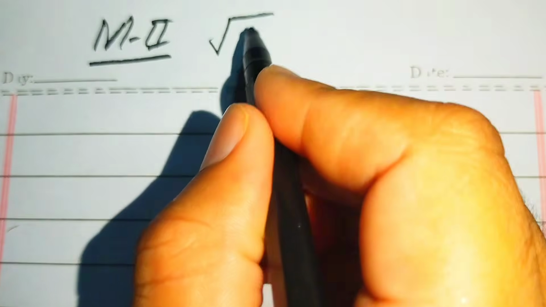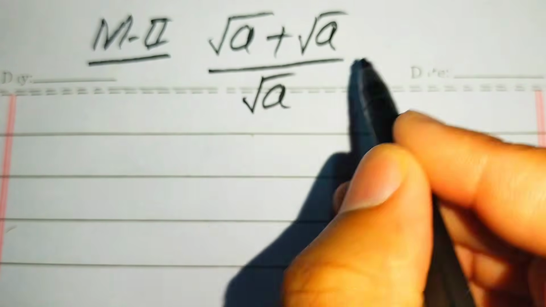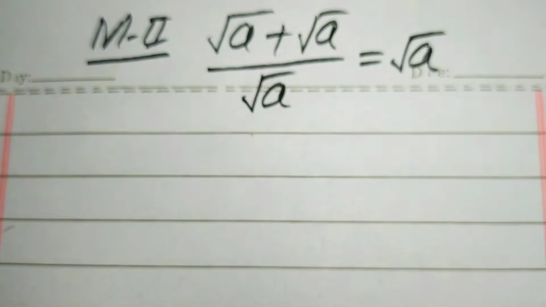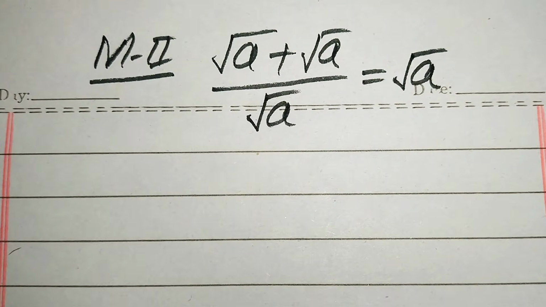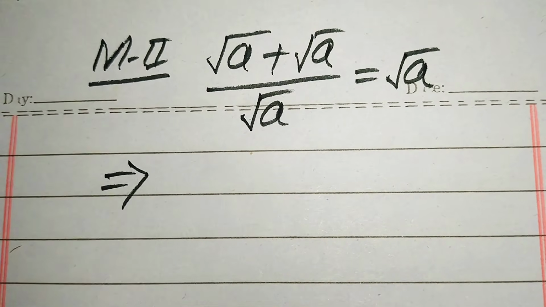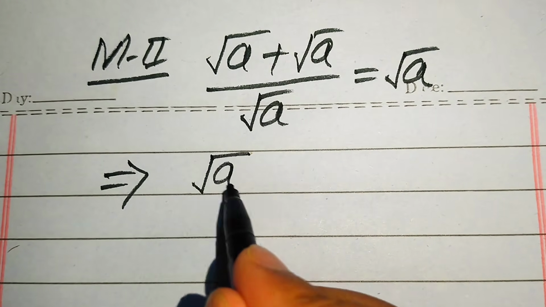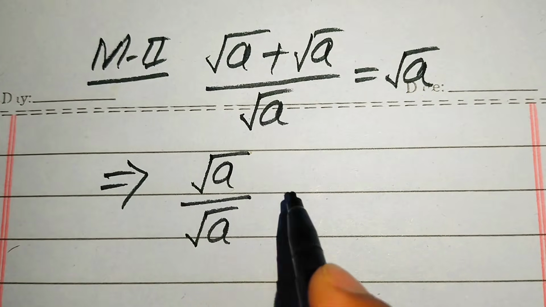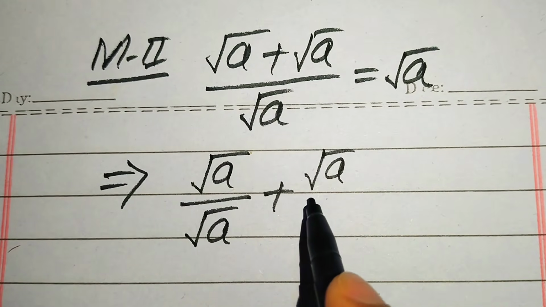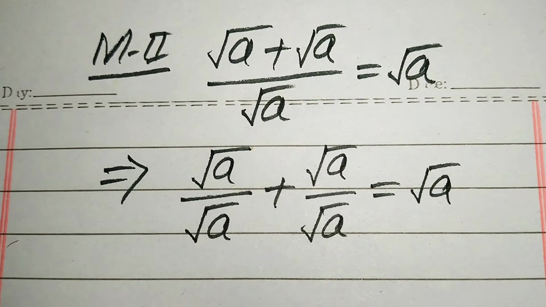Now we solve this problem again by the second method, and for the second method we need to copy down the given question statement. Here it is square root of a plus square root of a divided by square root of a is equal to square root of a. This is our given question statement, and our second method is a very straightforward, quick method. Here we quickly determine the solution set of the given equation. First we break this fraction, and it is written as square root of a divided by square root of a plus square root of a divided by square root of a is equal to square root of a.